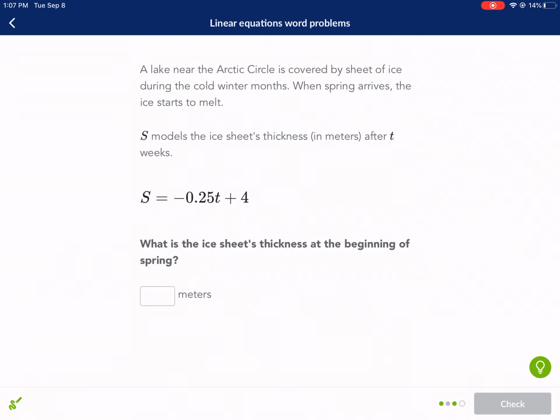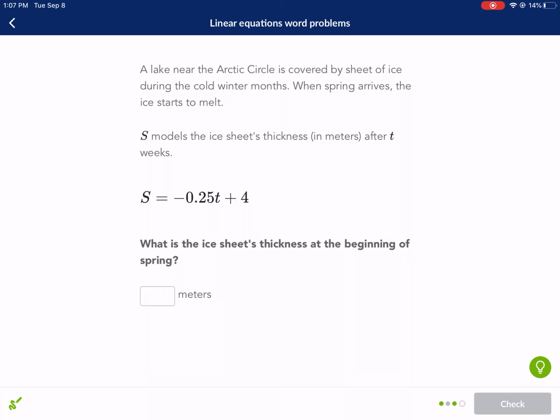A lake near the Arctic Circle is covered by a sheet of ice during the cold winter months. When spring arrives, the ice starts to melt, naturally. S models the ice sheet's thickness in meters after T weeks. Again, we have T represent time, pretty common. S equals negative 0.25 T plus 4. What is the ice sheet's thickness at the beginning of spring?